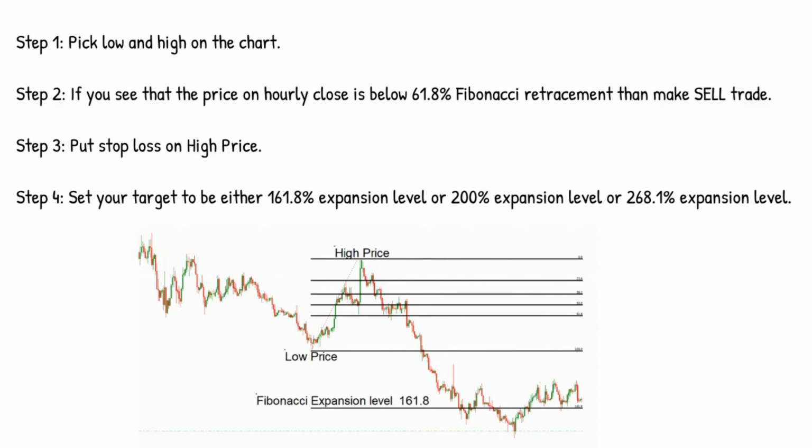Step 4, now there are Fibonacci expansion levels and you need to calculate the Fibonacci expansion level. Set your target to be, for example, 161.8% expansion level, or 200% expansion level, or 268.1% expansion level. So you calculated a target. This is it. You have a stop loss, you have a target, you have an entry point, and you can trade. Of course, you need to watch market conditions, fundamental analysis, to create some plan, some exit plan.